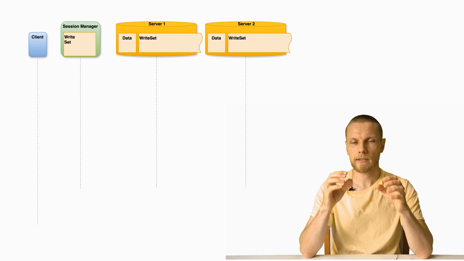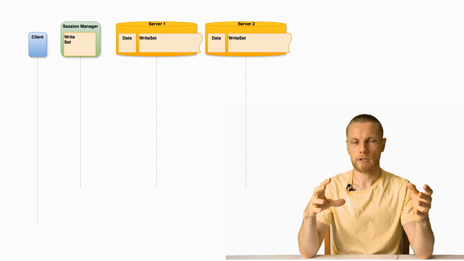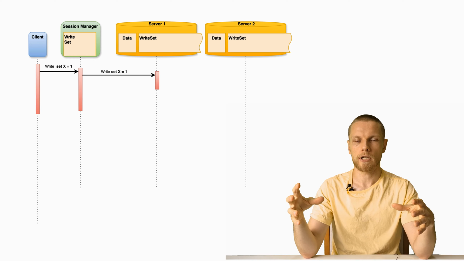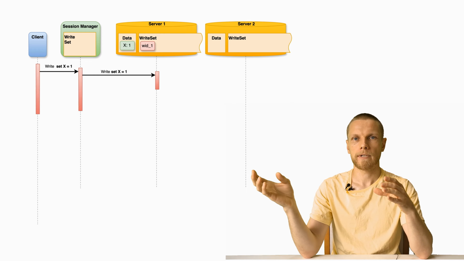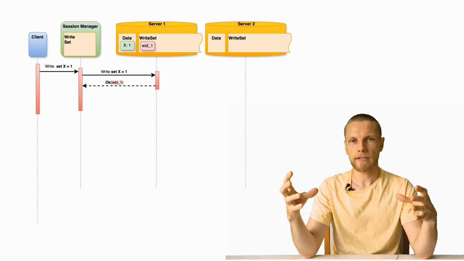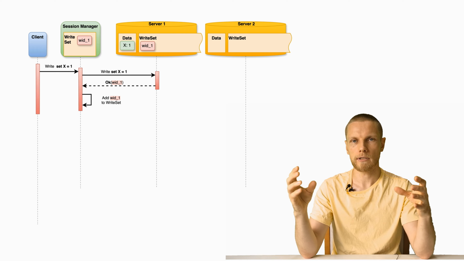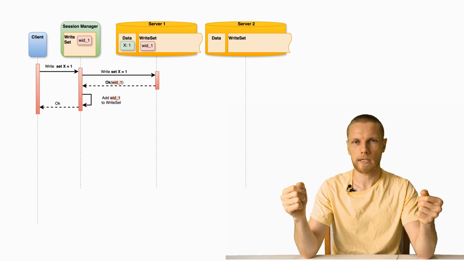We have a client, a session manager, and two servers. The client first wants to make a write. It sends a write request to the session manager, and the session manager forwards it to server 1. Server 1 assigns write ID 1 to this write and responds to the session manager, and now the session manager has to store this write ID 1 into its write set and respond to the client that the write was successful.